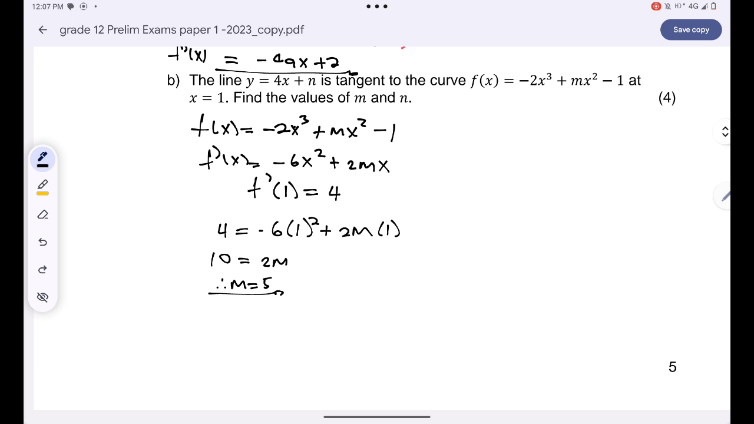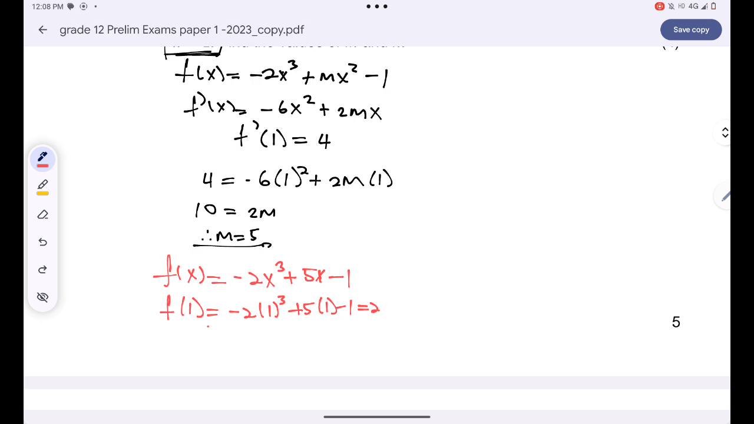How so? I must first find the corresponding y value when x is equal to 1. Okay, f of x is equal to 2x cubed plus mx plus 5x minus 1. So I now want to find the value of y whenever x is equal to 1. The final answer will just be negative 3 plus 5, which is just 2.